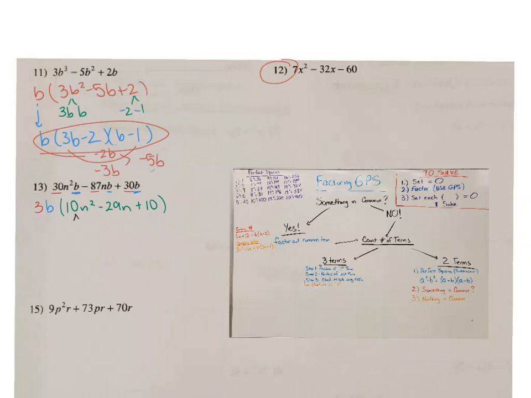Now this one's a little bit harder because not only could it be 1n and 10n, it could also be 2n and 5n. Positive 10 could be 1 and 10 or 2 and 5. I don't know which one's going to work. And like I said, my rule of thumb is I always try the numbers that are kind of closer together. So I'm just going to guess 2 and 5 and 2 and 5. I have no idea if this is going to work. Completely guess. And that's all this is. It's just guess and check.